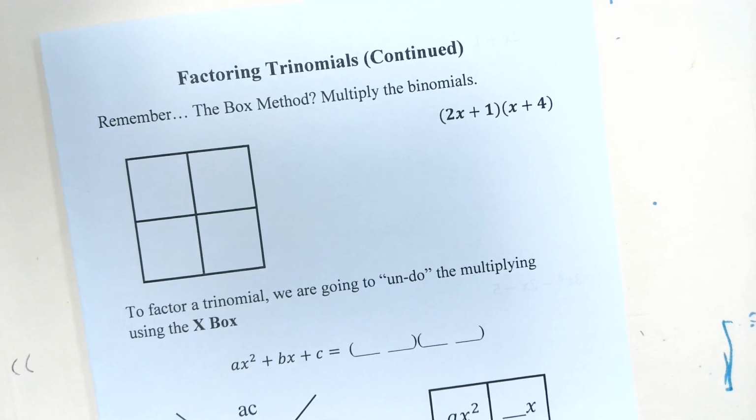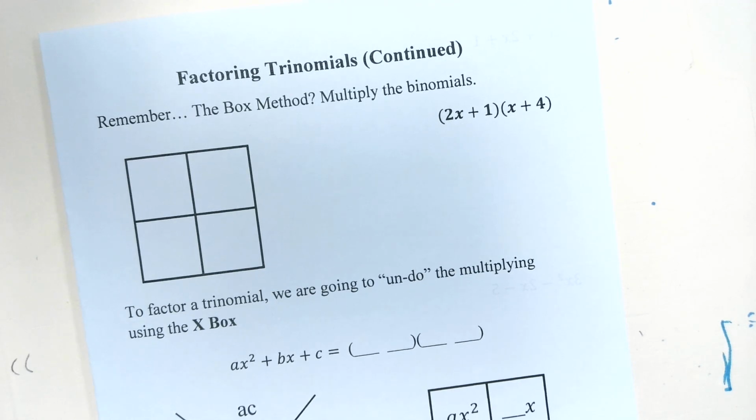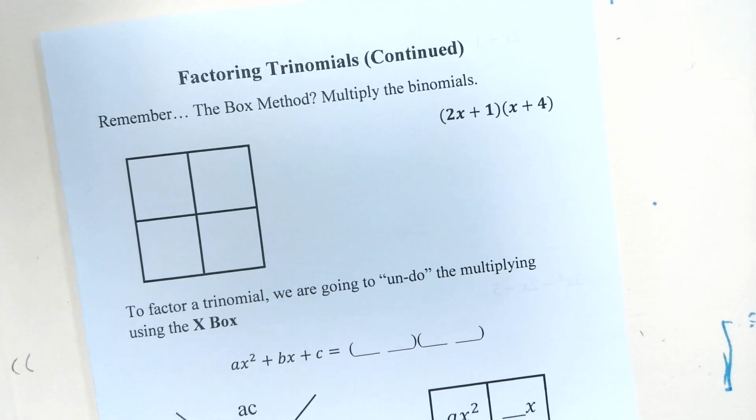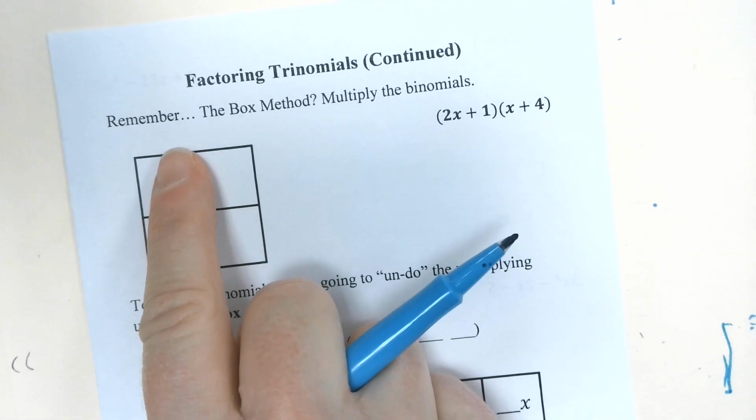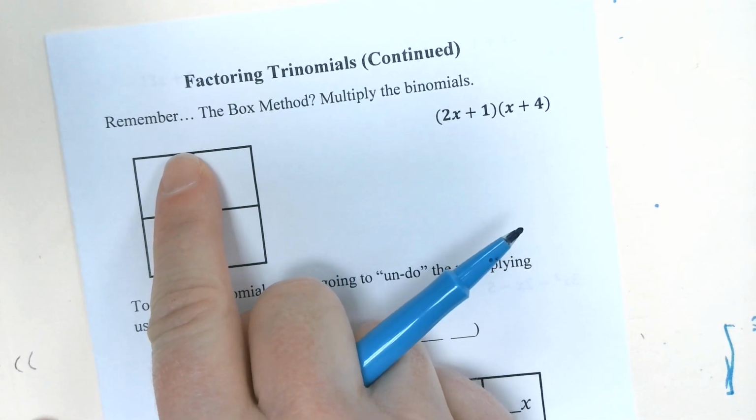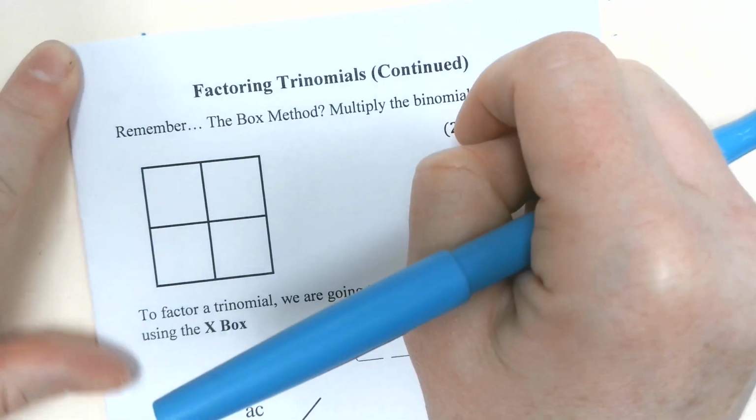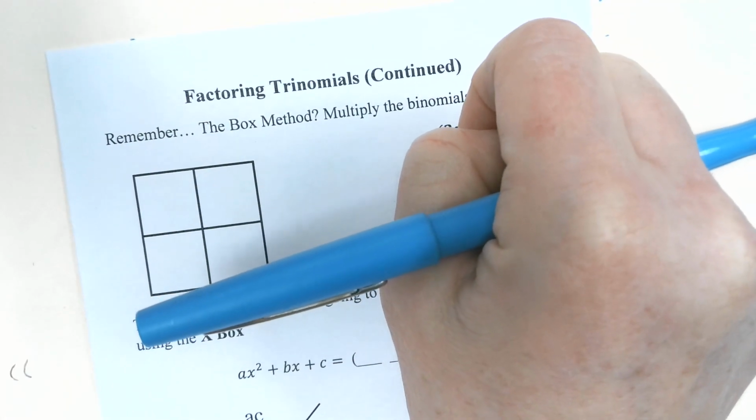Okay, today we're going to continue factoring trinomials. So we are going to look at this page of notes. So let's start with the top. It said, remember the box method. Go ahead and write your name on here because you are going to turn these notes in today.